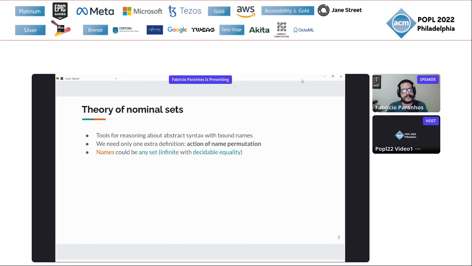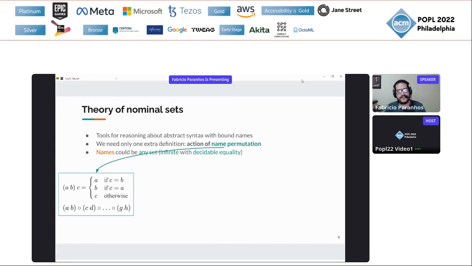Nominal sets are the foundation of nominal theory. They provide us with tools to reason about abstract syntax with bound names. And we need only one extra piece of information on our syntax, on our development: the action of name permutation. Here I am trying to say what a name is. It could be anything, I am treating it as an atomic structure, but it could be any infinite set with decidable equality.